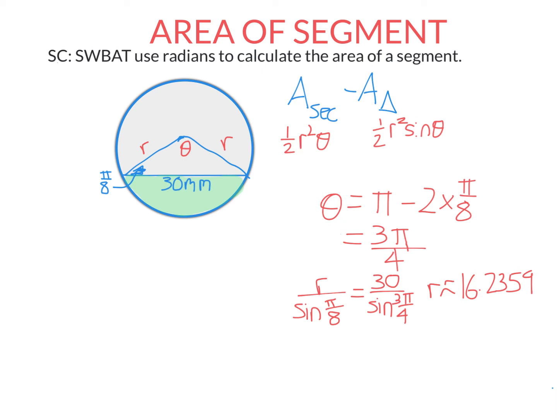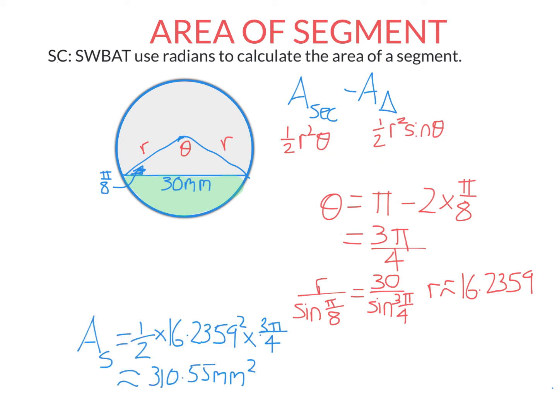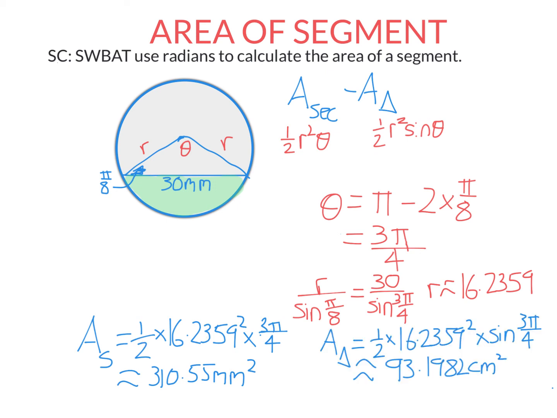So I've got theta and r. I've got all I need to calculate the area of the sector and the area of the triangle. So the area of the sector is just half r squared theta, which gives me about 310.55. To find the area of the triangle, it's exactly the same, half r squared, except instead of theta, it's sine theta. So putting that in my calculator, I get 93.1982 millimeters squared. So obviously the shaded area, the area of the segment, is just 310.55 minus this, which is closest to about 217 millimeters squared.